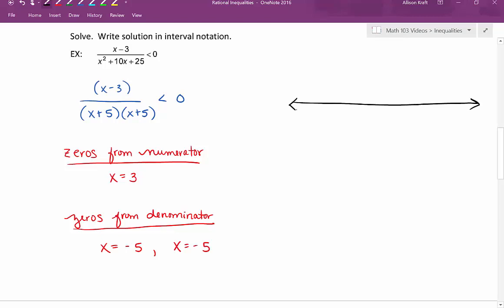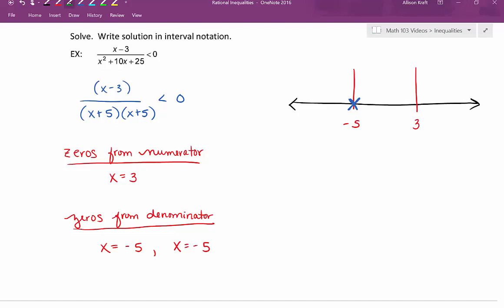So let's split up our number line at negative 5 and positive 3. What I like to do to remind myself that I have to exclude zeros from the denominator no matter what the inequality symbol says is I like to put a big X on my number line at the zeros from the denominator just to remind myself that I cannot include those. Now let's choose some test points.